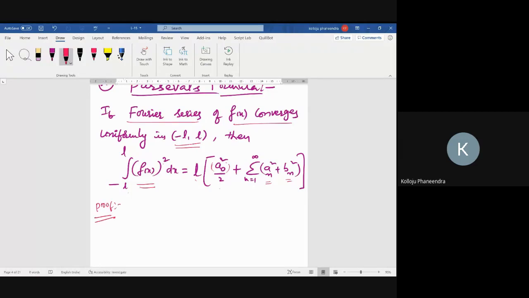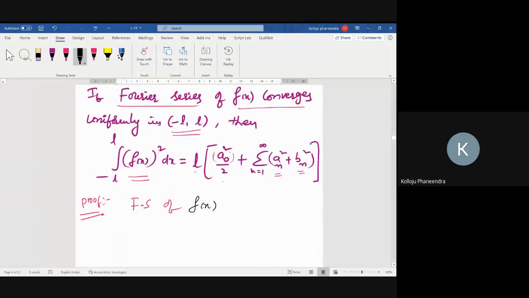What is the Fourier series? Fourier series of f of x in the interval minus L to L. What is the period here? So our full range Fourier series, what is the formula?